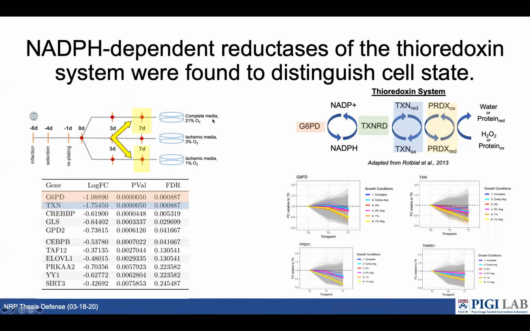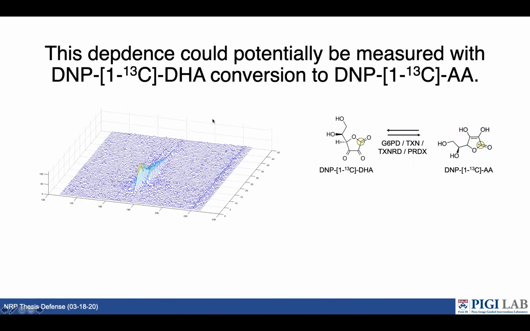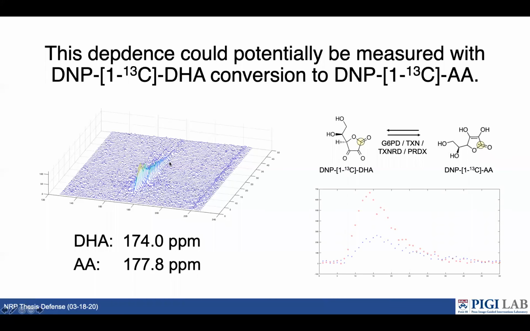And to bring it back to imaging, we've already started to do some pilot experiments where we use a different DNP probe, dehydroascorbic acid, and we look at its conversion to ascorbic acid, which is mediated by those very enzymes that I said are more important under conditions of nutrient restriction. And so this is stacked spectra of DHA as it's converted to ascorbic acid, which you can see in these 2 peaks here in a rat liver in a tumor as well.